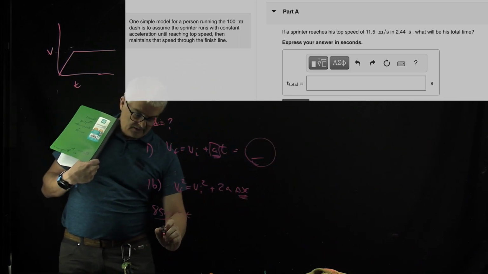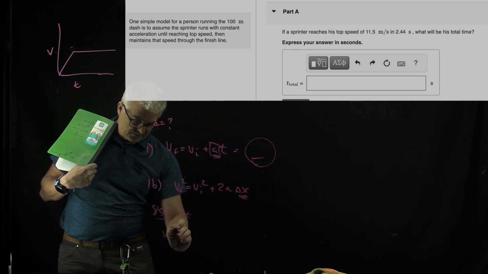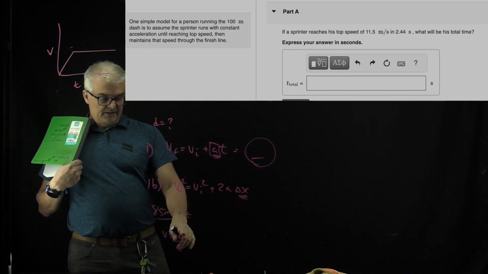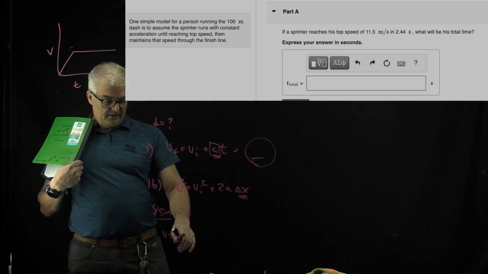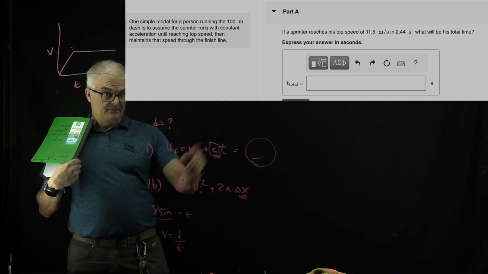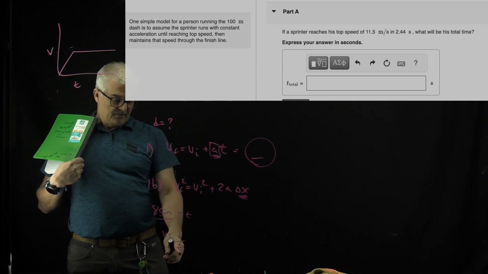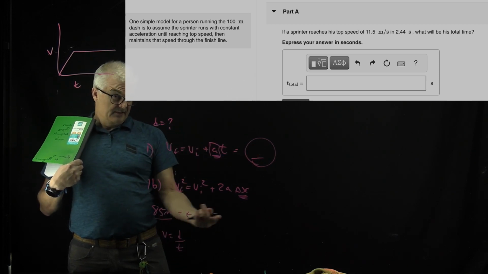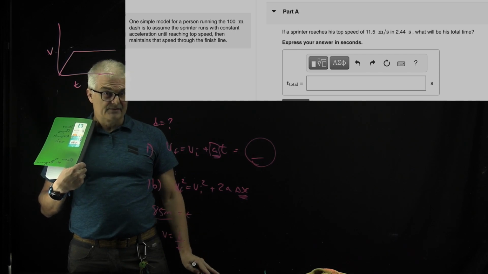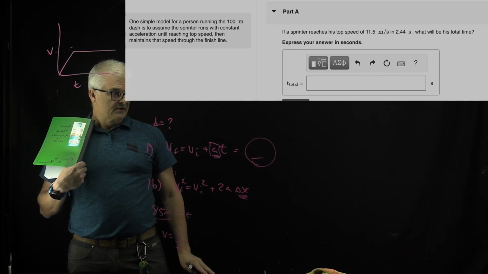This is just v equals d over t. I just needed to find this d right here. I knew the velocity, that's 11.5 from this problem. I can solve for the t. I'm going to add this t, and that's how long, whatever, that person can run the 100 meters.